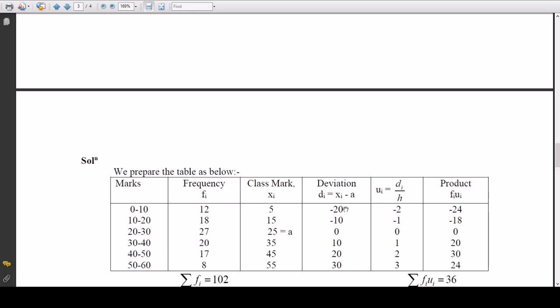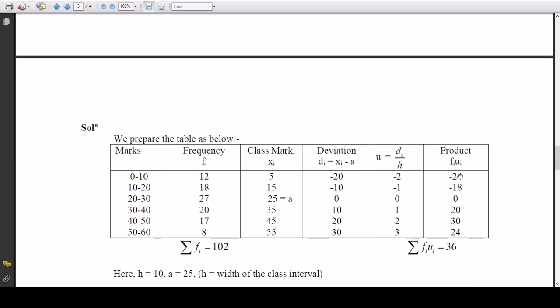Therefore 20 divided by 10, 2. 10 divided by 10, 1. 0 divided by 10, 0. 10 divided by 10, 1. 20 divided by 10, 2. 30 divided by 10, 3. Now if you find the product fi with ui, again you are getting a smaller product. The product will again be a small number.